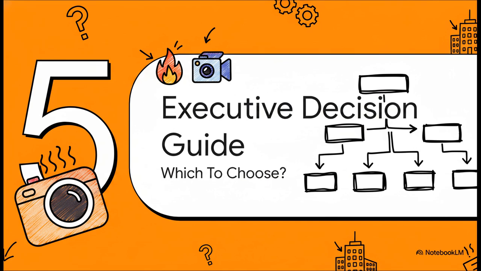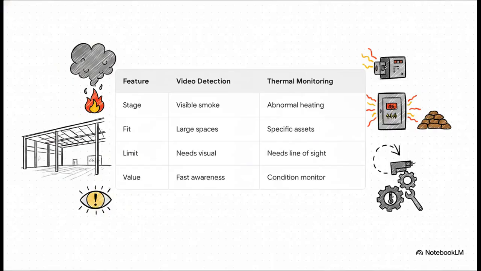So, what does this all mean for you? Let's bring it all together in Section 5, the Executive Decision Guide. This matrix right here translates all that technical science into clear operational strategy. Video shines in large spaces with high ceilings. It looks for visible smoke to give you incredibly fast awareness. Thermal, meanwhile, is perfectly tailored for specific assets. Think high voltage panels or huge piles of combustible materials. It looks for abnormal heat to give you proactive condition monitoring.